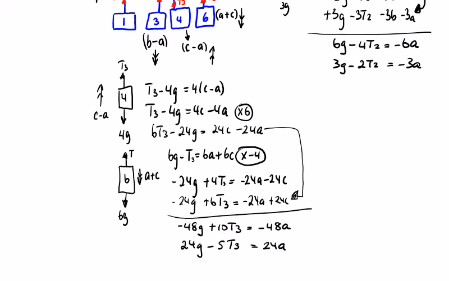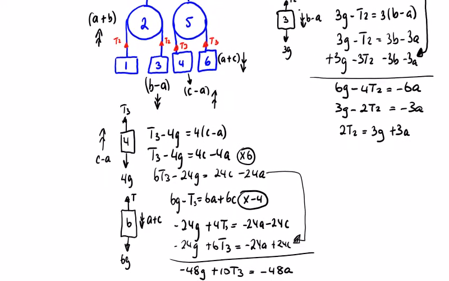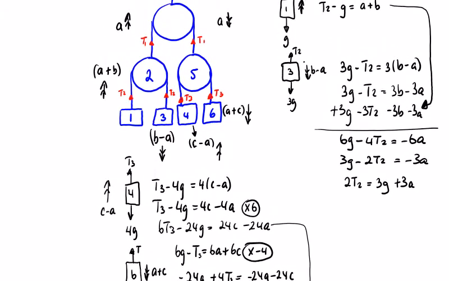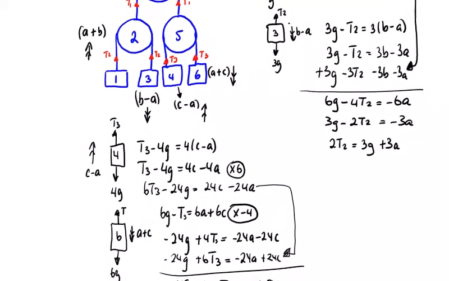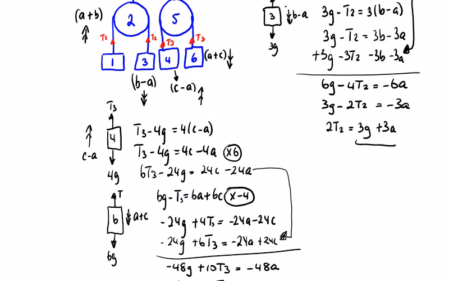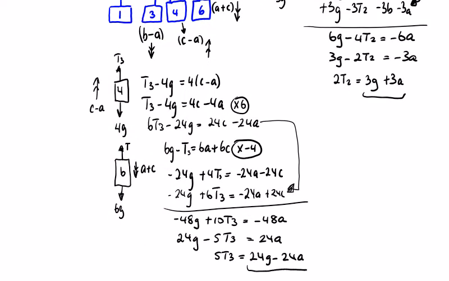So now I can get t2 and t3 in terms of g and a. So 2t2 is equal to 3g plus 3a, and 5t3 is equal to 24g minus 24a. You can see why we're doing this. When we use the equations for the 2 and the 5, which we will now, we're going to have a t2, a t3 and a t1. So if I can replace t2 and t3 with something that doesn't have t1 in it, we'll be able to simplify these equations down a bit quicker.